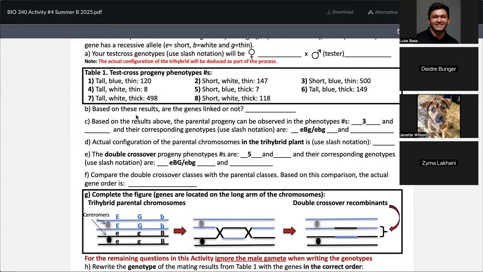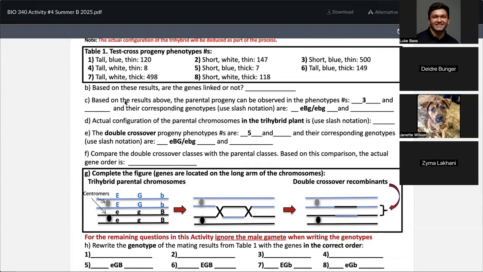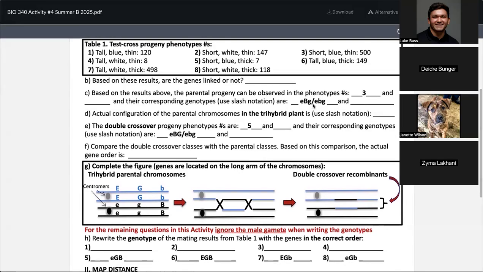So then just looking here, I'll go through the rest real quick. The parental progeny will be the phenotypes that you see with the highest number observed. So you see that you have number three as one option, that's 500. The other biggest number is 498, so you're going to have three. And well, I guess I just gave you the answer for that. So anyways, you're going to do that and then write down its genotype with that cross or slash notation.